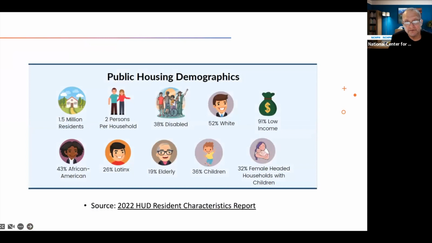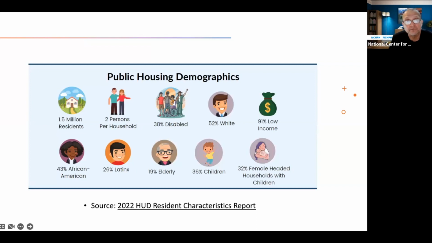Regarding public housing demographics, this is a really interesting slide because we have the opportunity to know a little bit more about the social determinants of health and the demographic characteristics of those living in public housing. It's important to mention that 19% of those living in public housing are over the age of 65. 36% are under the age of 17, and 43% and 26% are African American and Latinx or Latino.